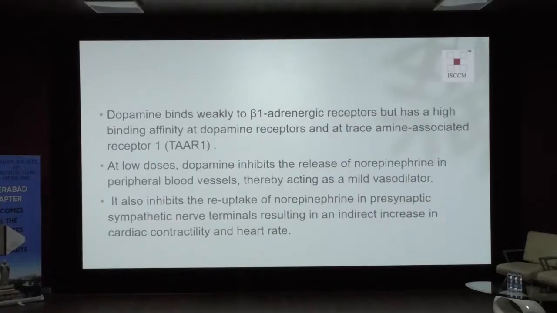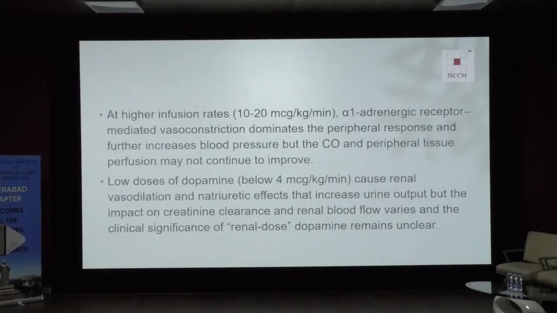Then with beta 1 receptors and the D2 receptors, at low doses it inhibits the release of norepinephrine, which can act as a mild vasodilator, and it inhibits reuptake of norepinephrine in the presynaptic sympathetic nerve terminals, resulting in an indirect increase in cardiac contractility and heart rate. As I said, in higher concentration it acts like a vasoconstrictor, but cardiac output and peripheral tissue perfusion may not continue to improve.